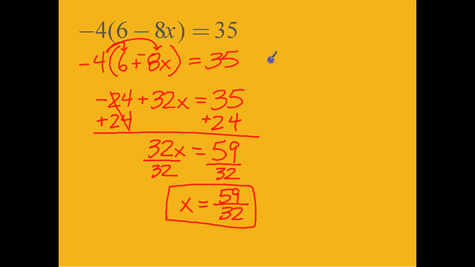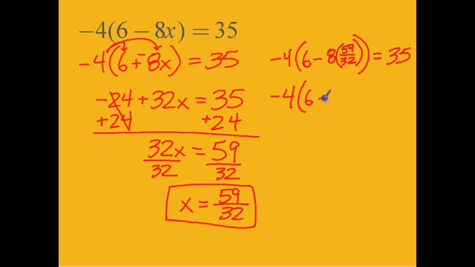Let's check it. Negative 4 times 6 minus 8 times 59 over 32, and then end those parentheses. Does this equal 35? All right, well, we got negative 4 times 6 minus, okay, well, 8 divided by, let's see, 8 divided by 32. Okay, so this is going to cancel. That's going to be 1. That's going to be 4. So I'm going to get 6 minus 59 over 4 is equal to 35.